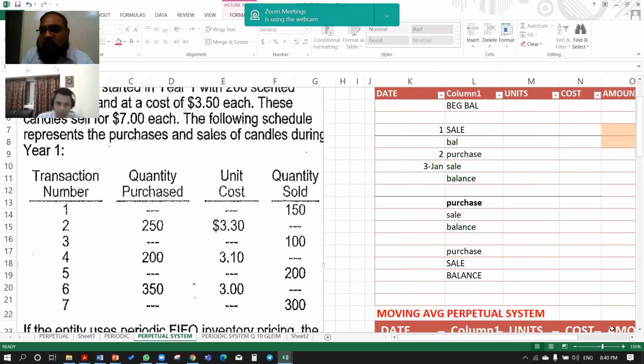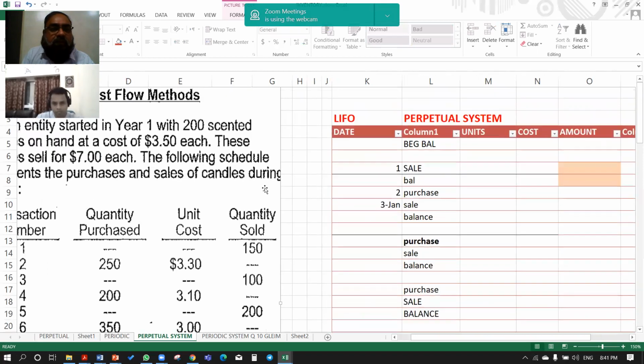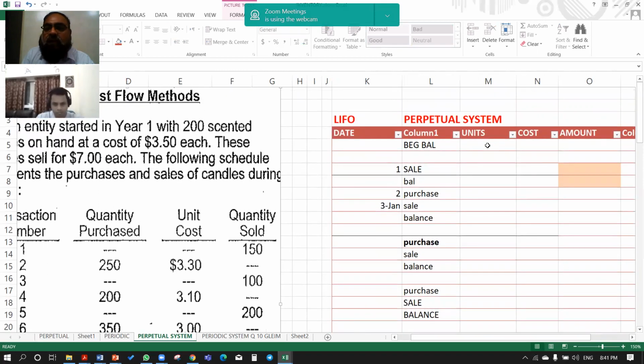So the question is the same. We have 200 units balance, and the units are 200. Cost is 3.5, so the value will be 700. I'm writing directly to make it faster.